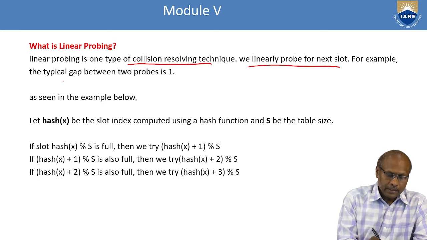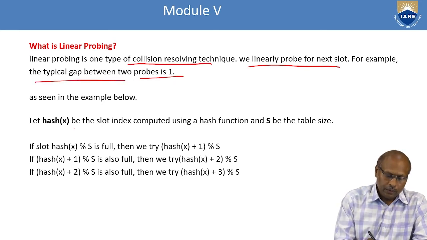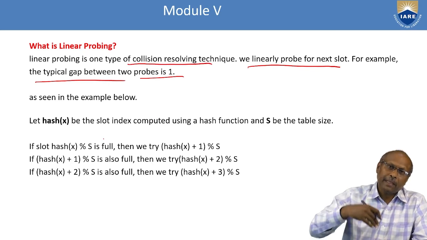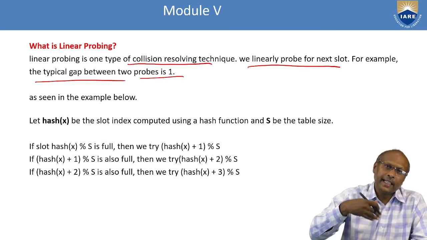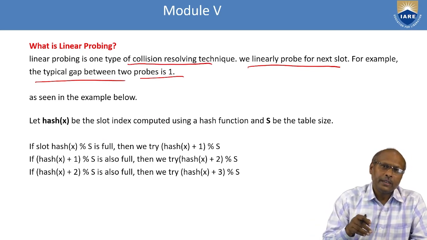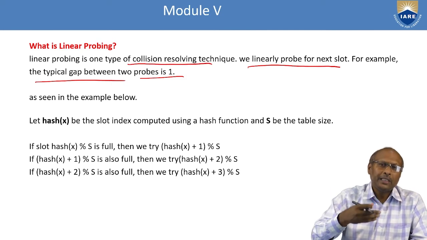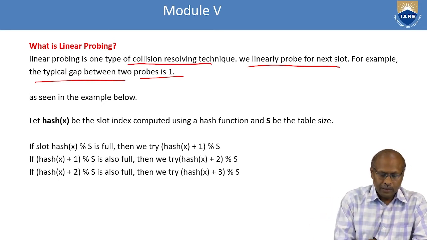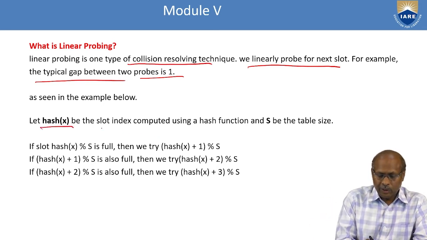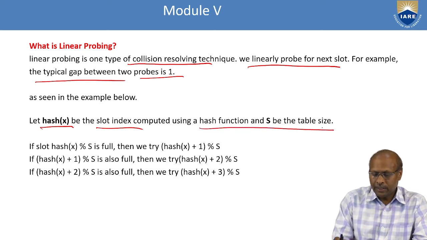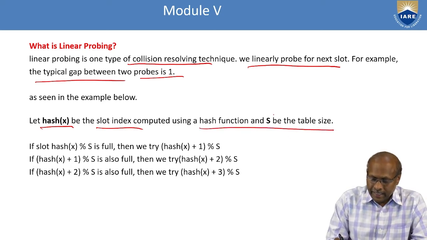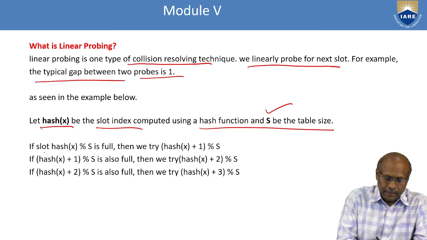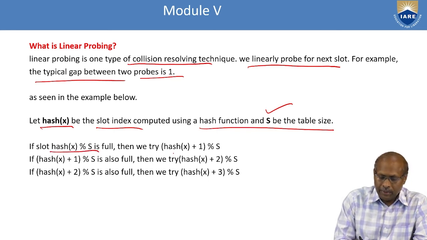For example, the typical gap between two probes is 1. So whenever a collision occurs, from that point onwards you go one step forward. Again, you check whether that slot is free or not. If it is free, store it. Otherwise, again go to the next. Keep on going to the next until you find an empty slot. So hash of x is a slot index computed using the hash function, and s is the table size. So if the hash of x slot is full, try the next.